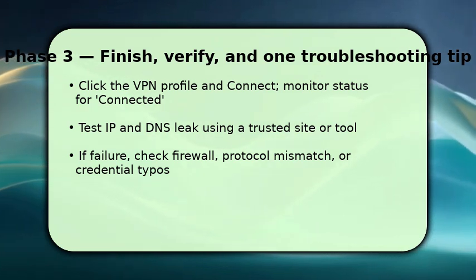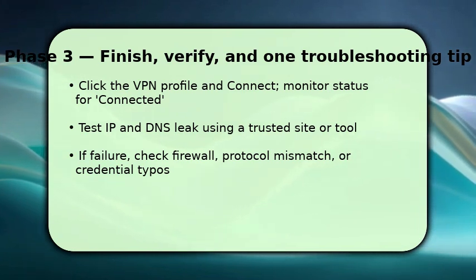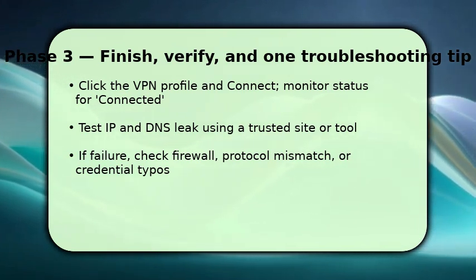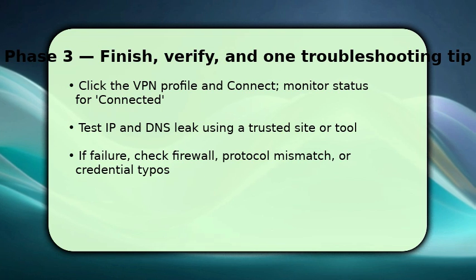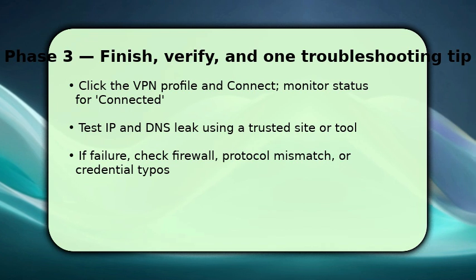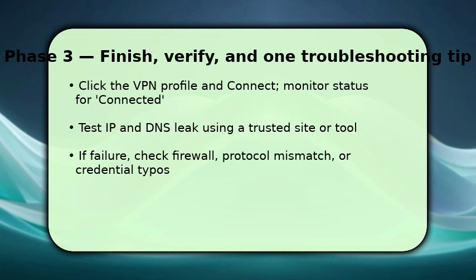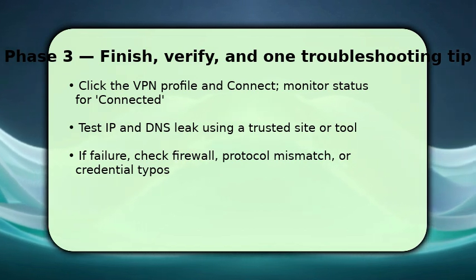If websites or services fail, disconnect and recheck the VPN type, server address, and credentials. Mismatched protocol or wrong pre-shared key are common causes. Also, temporarily disable Windows Firewall or third-party firewalls to isolate the issue. Then re-enable. If problems persist, reboot and retry the connection.